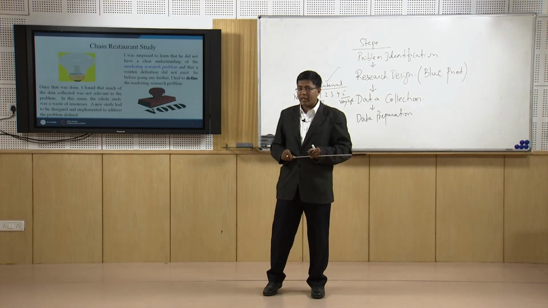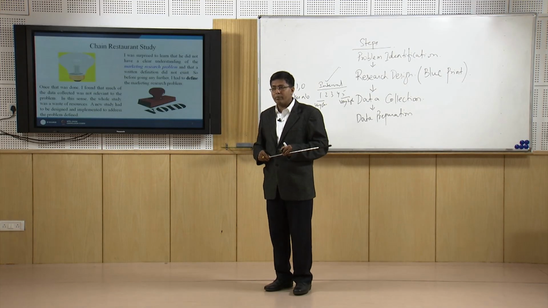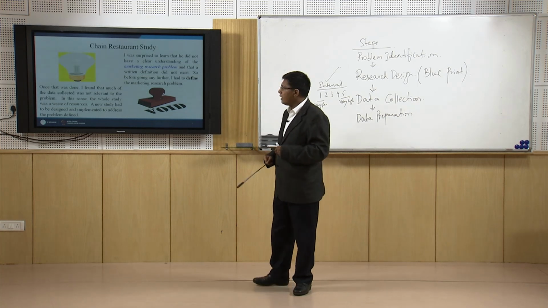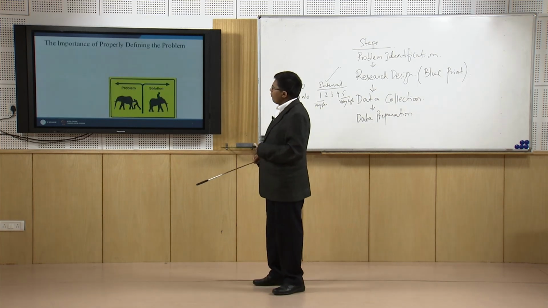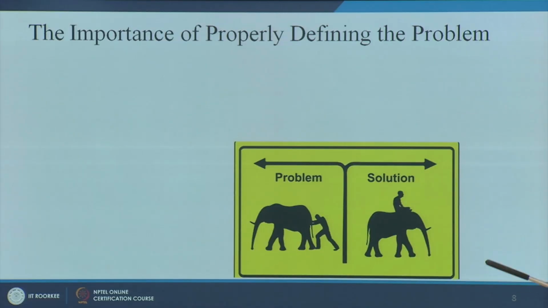So, can we understand the gravity of the situation, right. The importance of properly defining the problem. So, one person is moving this side, the other is sitting on the elephant and trying to think of a solution by moving this side. Is it ever possible? Two opposite directions for the same problem? It is never going to happen, right.